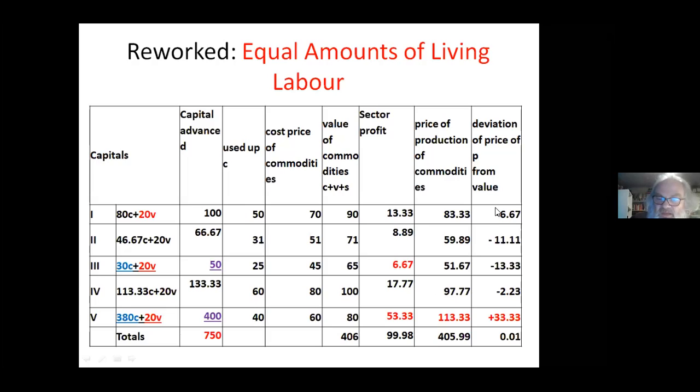And look here, every sector, apart from the capital intensive sector, has a price of production which is lower than the simple value of the sector, of the commodities in that sector. So this is, on Marx's numbers, quite an extraordinary result. What we see is a huge concentration in the high organic composition of capital sector.